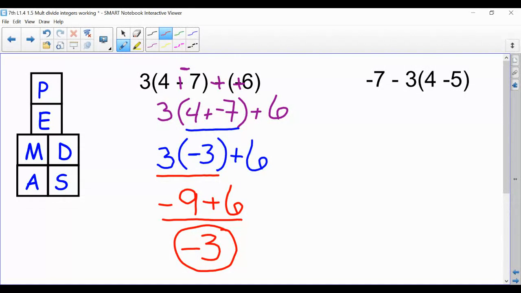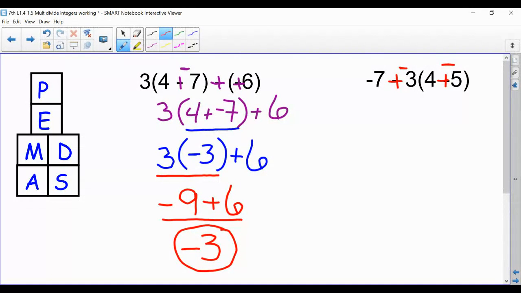Okay, taking a look at our next problem over here. Again, I'm going to go through. Anywhere I see a subtraction, I'm going to add a line, change the sign so I know that it's adding a negative. So I have negative 7 plus negative 3 times the sum of 4 plus negative 5.